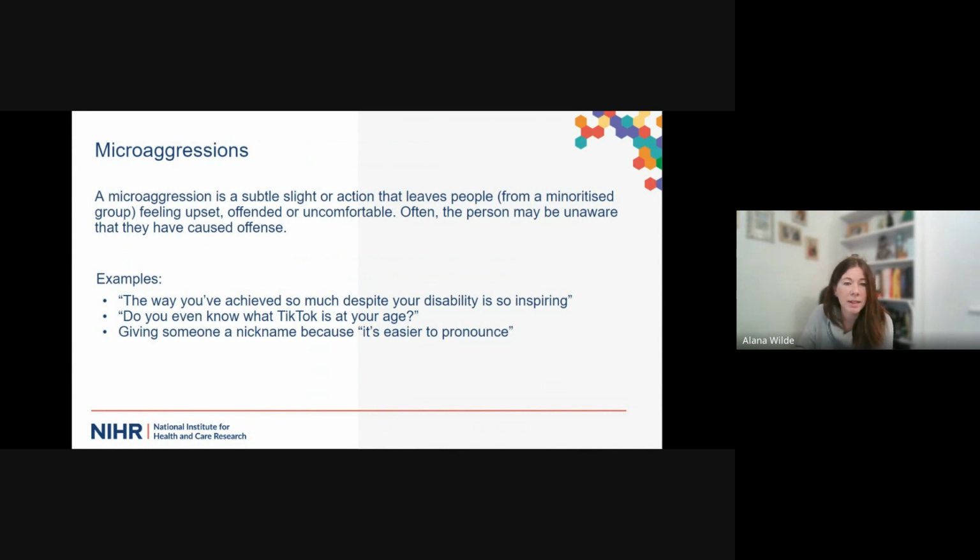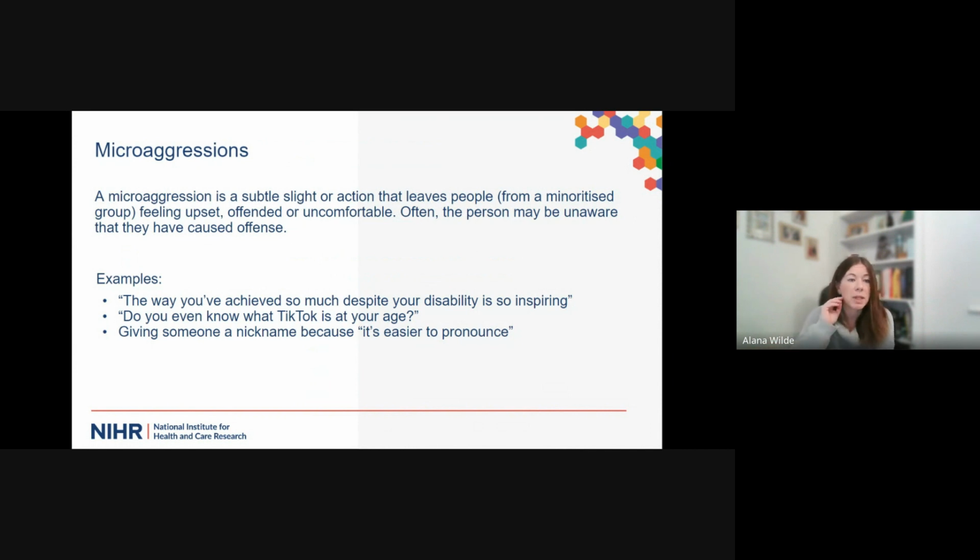So let's start with: the way you've achieved so much despite your disability is inspiring. This might seem like you'd be complimenting someone, right? The reason this is given as an example of a microaggression is because it rests on an underlying assumption that disabled people are less capable or less likely to achieve things than a non-disabled person might.